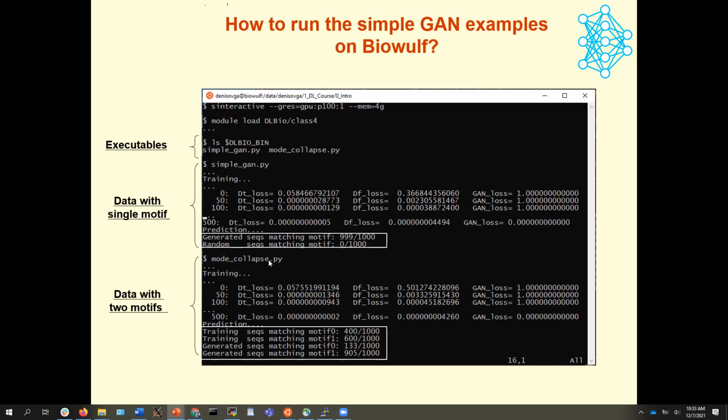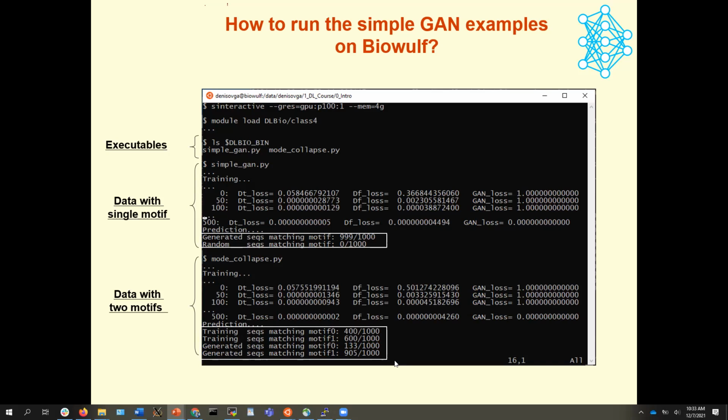When we run the second example, we have initial input training sequences in the training data set, 400 sequences containing the motif of the first type, 600 sequences containing the motif of the second type, and in the output, in the generated sequences, we have 133 containing the motif of the first type and 905 of the second type.